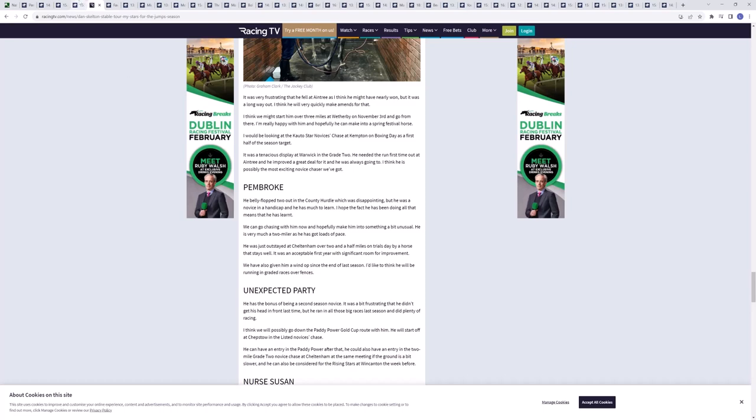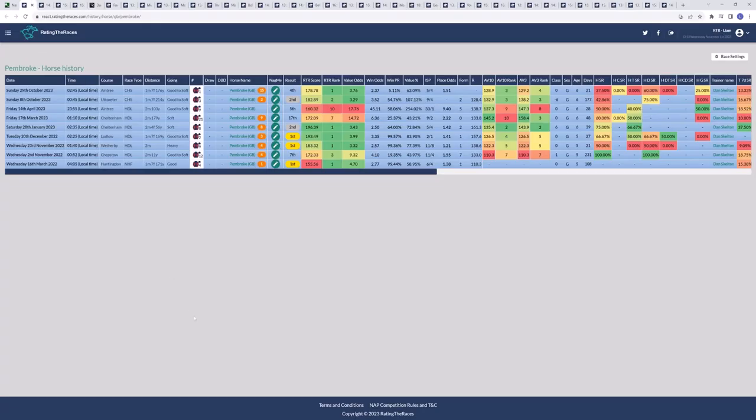Put him back over hurdles, go for the Coral Cup. I'm hoping that Dan Skelton's been very clever. He knows he's got a really well handicapped horse and he's going to step him up in trip and then go and win a nice race with him. But at the moment, I'm not impressed with Dan Skelton's planning or placement of Pembroke.